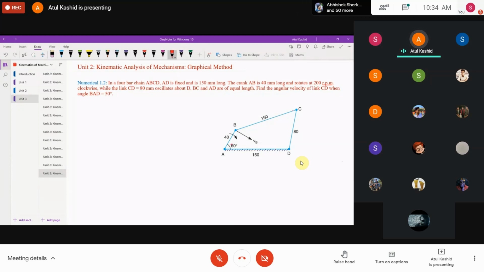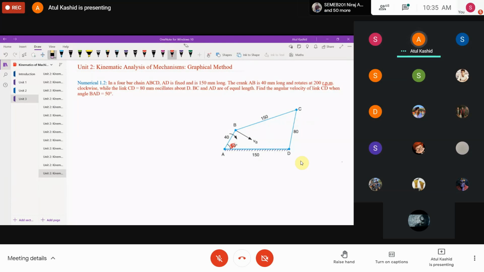There is one correction over here: this is angle 50 degrees. So we have to find the angular velocity, that is omega CD. We know one equation, V equals R omega, which gives the relationship between V and omega. We can make frequent use of this equation to find linear and angular velocities. So the question is to find the angular velocity of the link CD. Link CD you can see over here. So how do we find that angular velocity?